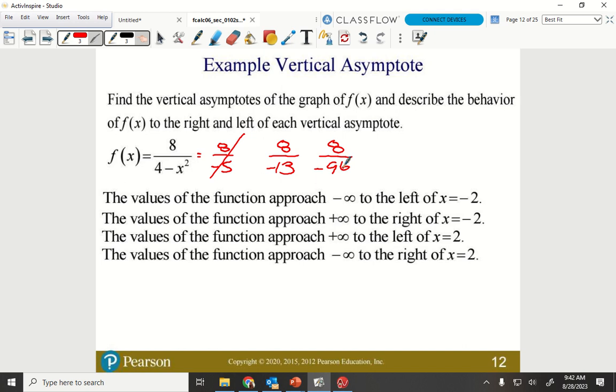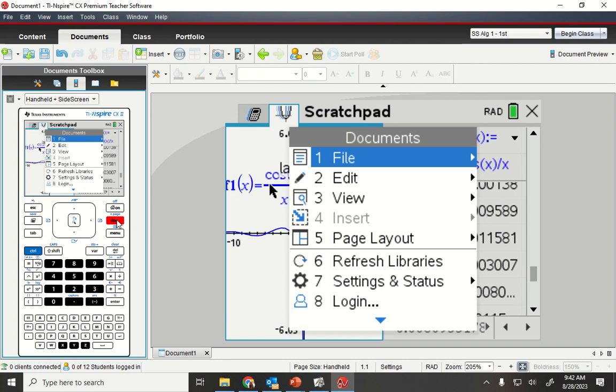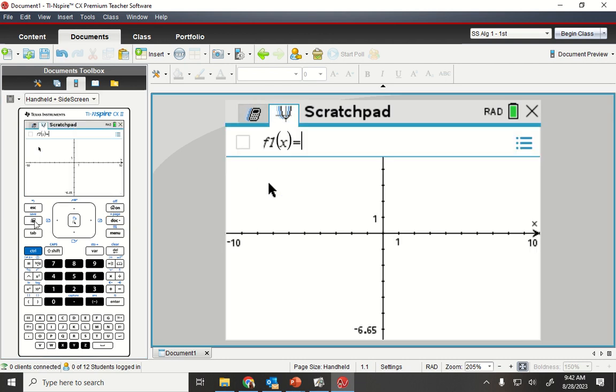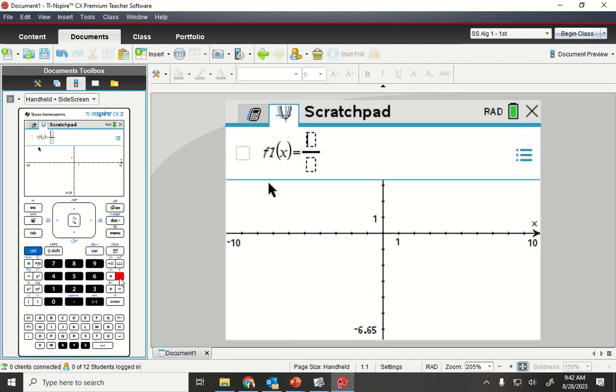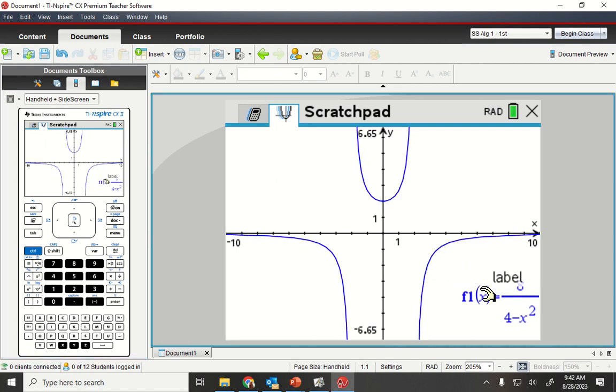No, okay. I'll pull it up right now. 8 over, so doc B, we have control divide 8 over 4 minus x squared. Okay. So this is what I was looking for. So on the right-hand side of 2, if you look, it is going also to 0. So the left side is going to 0, the right side is going to 0. But now in between, what is happening here?